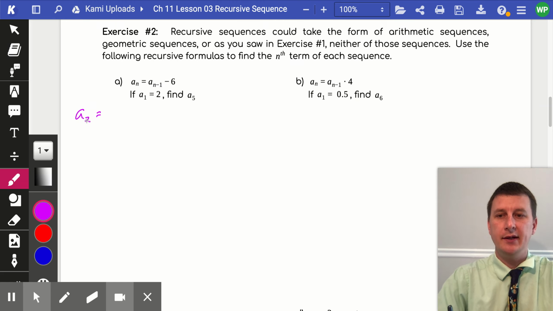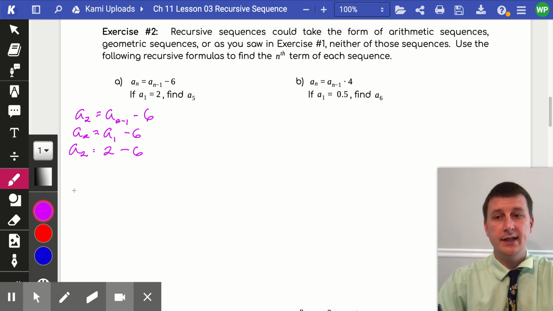So everywhere we see an n, we're going to put a 2. So we're going to have a sub 2 minus 1 minus 6. Now that's going to simplify: a sub 2 minus 1 is the same as a sub 1, minus 6. And a sub 1 we know. We were given in this information right here that a sub 1, our first term, was equal to 2. So this is going to be the same as 2 minus 6, and we could definitely simplify 2 minus 6. And now we know that our second term is going to be negative 4.